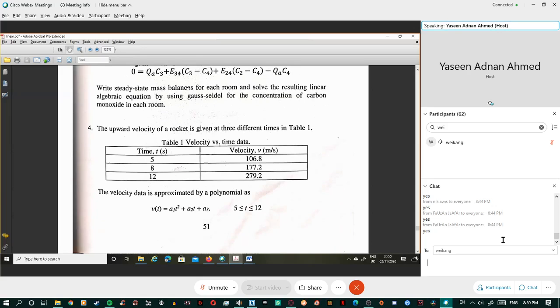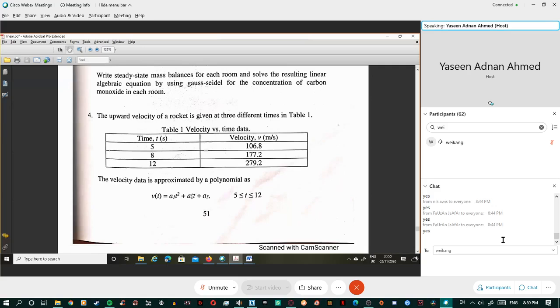How about this one? Before going to that, the upward velocity of a rocket is given at 3 different times. T1, T2, T3 and V1, V2, V3 in short. You have this equation, just substitute the values and you will get 3 equations. V1 will be equal to, you just need to put T1, and if you put V2, you need to put T2, and if you put V3, you need to put T3. Then your unknowns are A1, A2, A3: 3 unknowns, 3 equations, you can solve it.